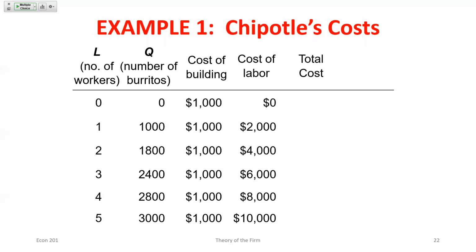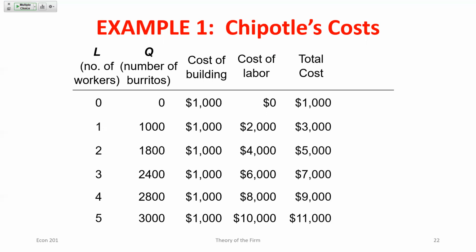But as I hire more and more workers, my labor costs go up by $2,000, because it costs $2,000 a month to employ these workers. So I can then think about the total cost at each of these numbers of workers. It's just adding up the cost of the building and how much I'd be paying my labor. So I can start to see that my total costs are increasing by $2,000 for each additional worker I want to hire. So this is kind of an easier one.